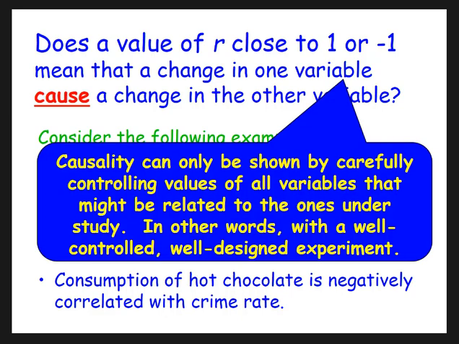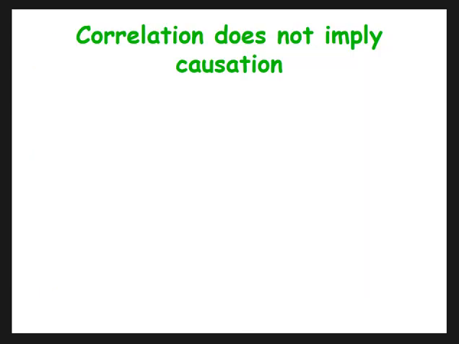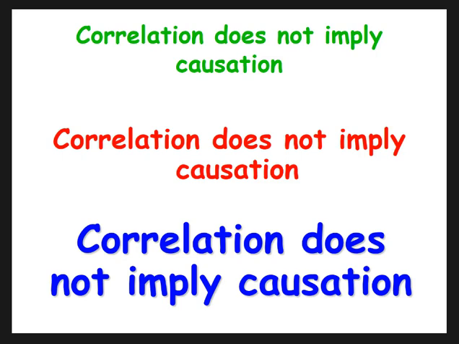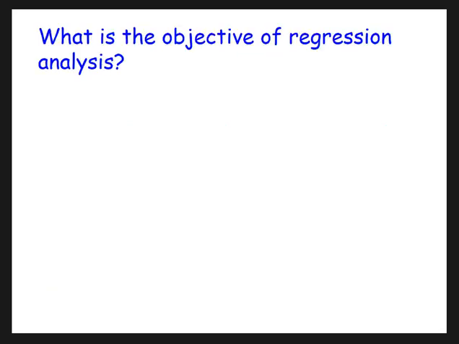So causality can only be shown by carefully controlling the values of all the variables that might be related to these variables. In other words, we would have to eliminate changes in any other variables other than the two we're looking at. Those are what we call confounding variables. Unless we can control those, we cannot assume any sort of causality. Correlation does not imply causality. They're going to repeat that a few times. That is a common misconception.